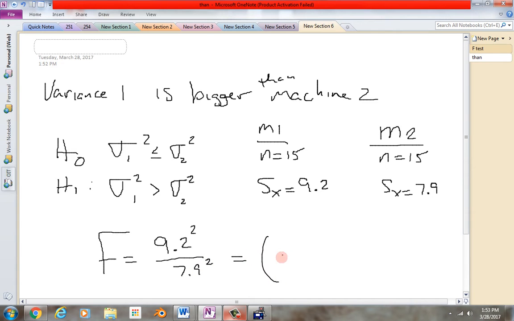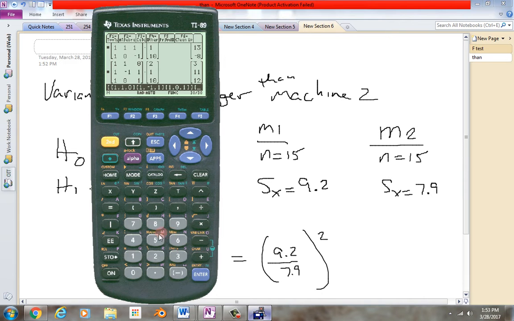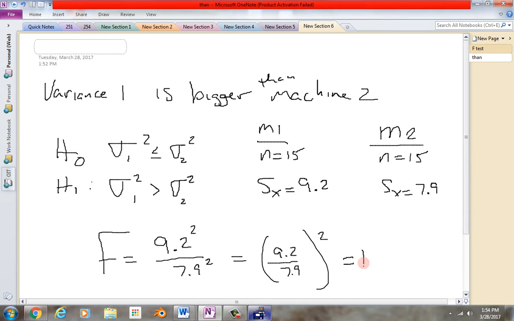If you like it better this way, you can also divide first and then square. Whatever makes you happy makes me happy. Okay? 9.2 squared divided by 7.9 squared is 1.35. This is my test statistic.